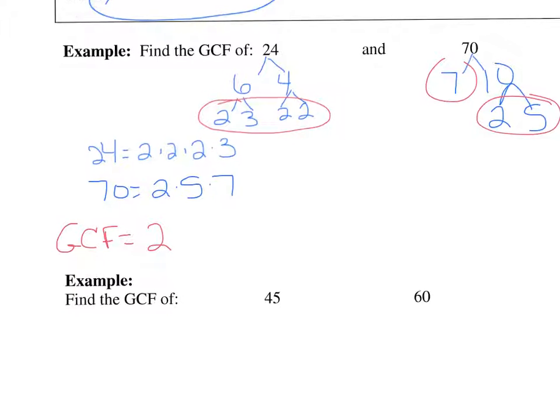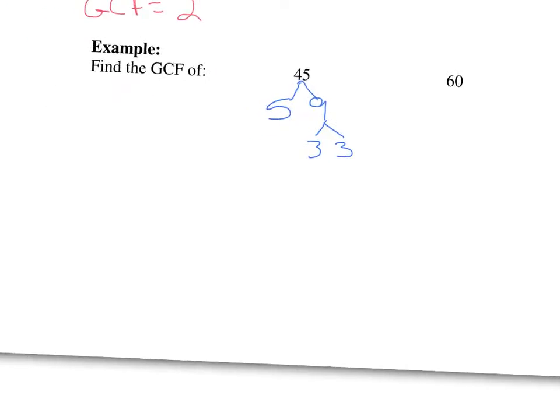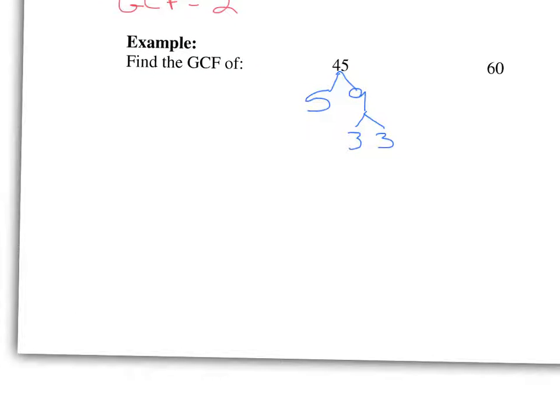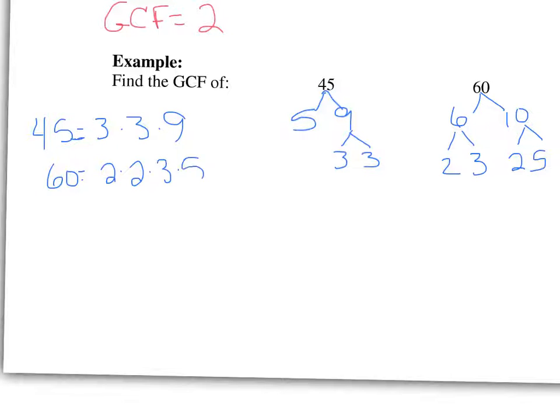We're going to try it again on these 3 numbers down here, 45, 60, and 75. Using the tree, 45 is 5 times 9. 9 is 3 times 3. So we're going to write the factors over here. 45 is 3 times 3 times 5. Those are the prime factors of 45. 60 is 6 times 10. When we break down the 6, we have 2 times 3. The 10 is 2 times 5. So the prime factors of 60: 2 times 2 times 3 times 5. All those factors right there.